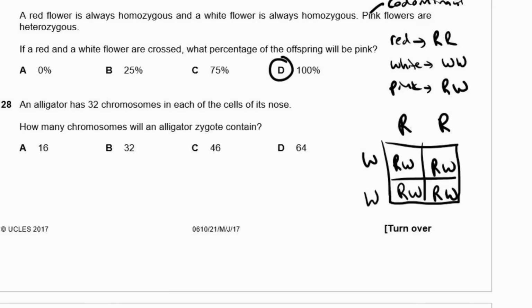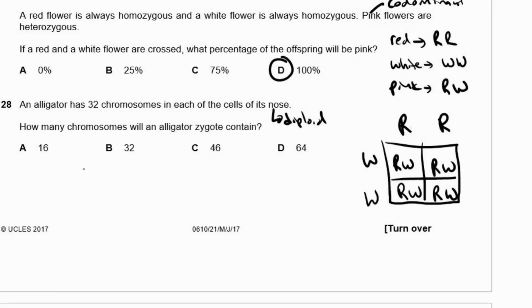Question 28. An alligator has 32 chromosomes in each of the cells of its nose. So basically, its nose could be any other cell in the body other than the sperm or the egg. How many chromosomes will an alligator zygote contain? Okay, so the nose cells would be diploid cells.